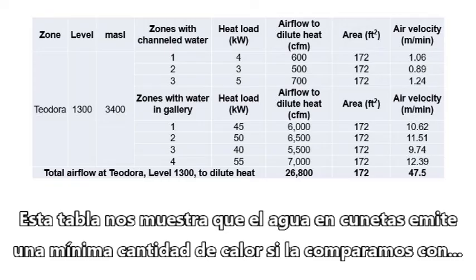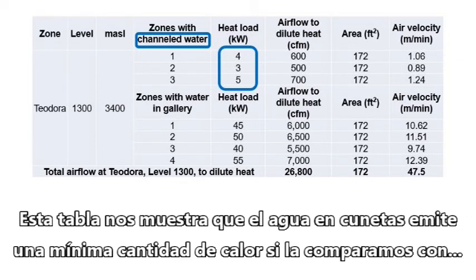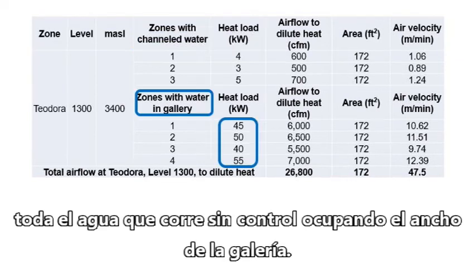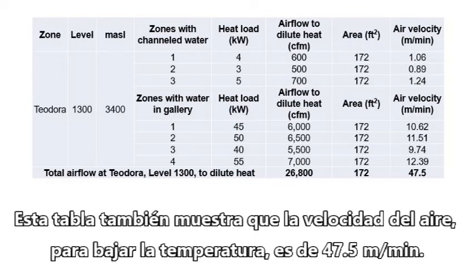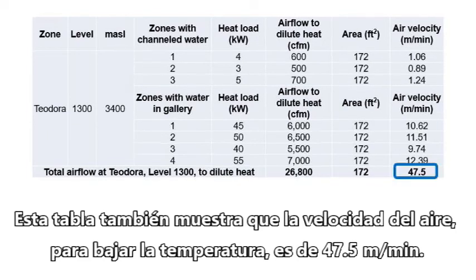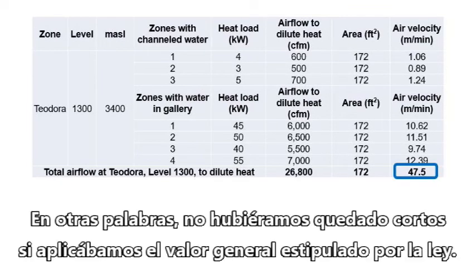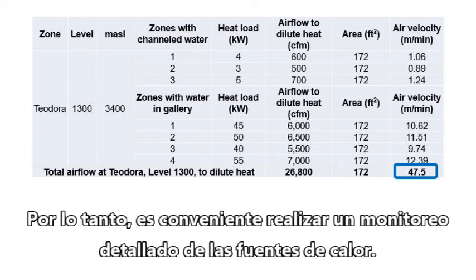This table shows that the channeled water emits a minimum amount of heat compared to the hot water that flows freely over the full width of the gallery. This table also shows that the air velocity needed to dilute the heat is 47.5 meters per minute and not 30 meters per minute. In other words, we would have fallen short in applying the value stipulated by law. Therefore, it is convenient to carry out a detailed monitoring of the heat sources.